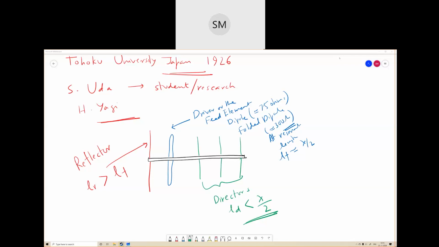This separation is between 0.3 lambda to 0.4 lambda. Okay, and the diameter of the elements is around 0.05 lambda, or the radius is 0.025 lambda.